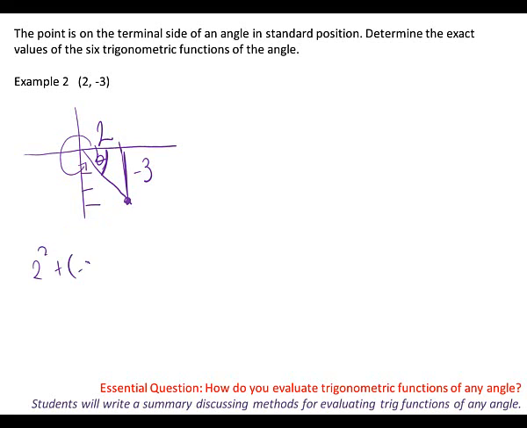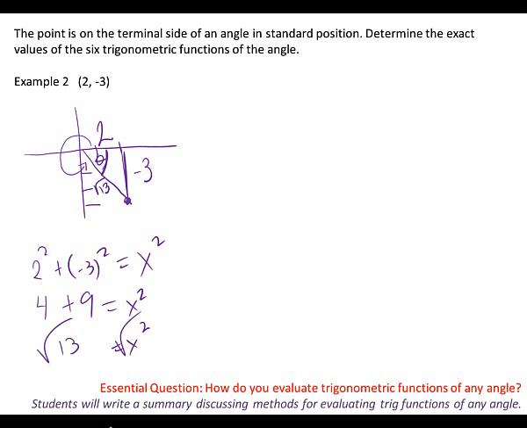2 and negative 3, good. And my hypotenuse, I'm just going to call x for now. What's 2 squared? 4. What's negative 3 squared? 9. What is 4 plus 9? 13, and we take the square root of both sides, so we know that this value here on the hypotenuse is the square root of 13.